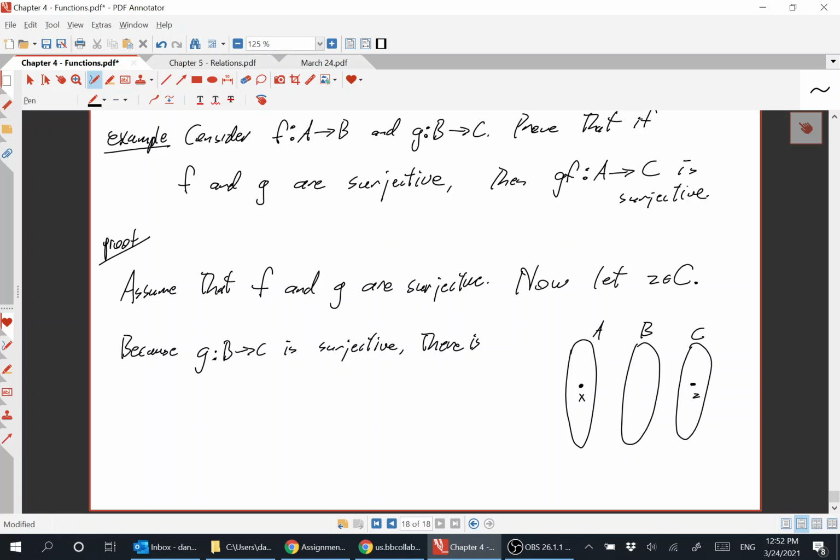There's an element of B. What should we call it? Y. There's Y in B such that G of Y is equal to Z. All right.